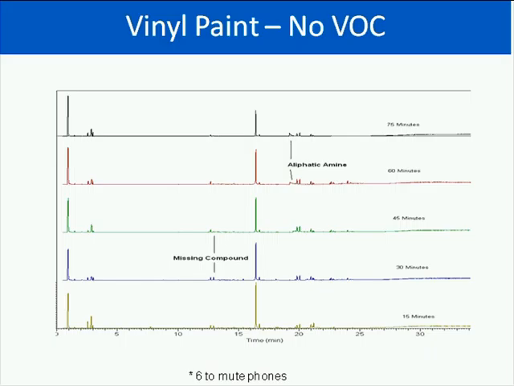Going back and looking at the paint, first thing we would like to look at is the vinyl paint again, which had no VOCs. From this, you can see a compound missing as you move up through the time. This could be due to loss of headspace equilibrium, or it is a thermally labile compound. Another interesting phenomenon we observed was the aliphatic amine moving through the retention times. Again, this retention time shift could be due to the headspace equilibrium issue, or it could be reactivity. We're not sure, and that would require further analysis to determine that.